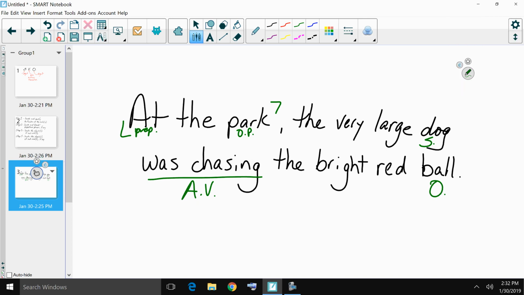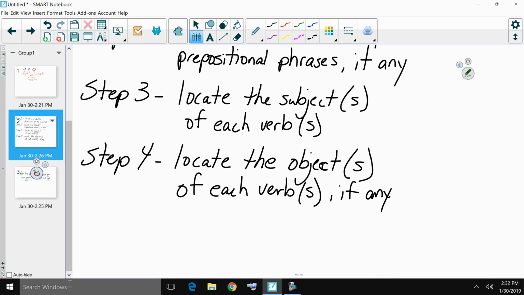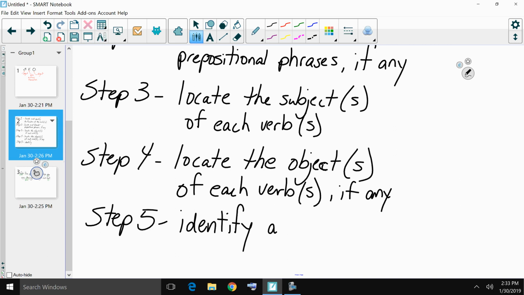Okay. Now, step 5: identify all modifiers. In English, two of the parts of speech are modifiers. What are they, Josh? Adjective and adverb. Very good.